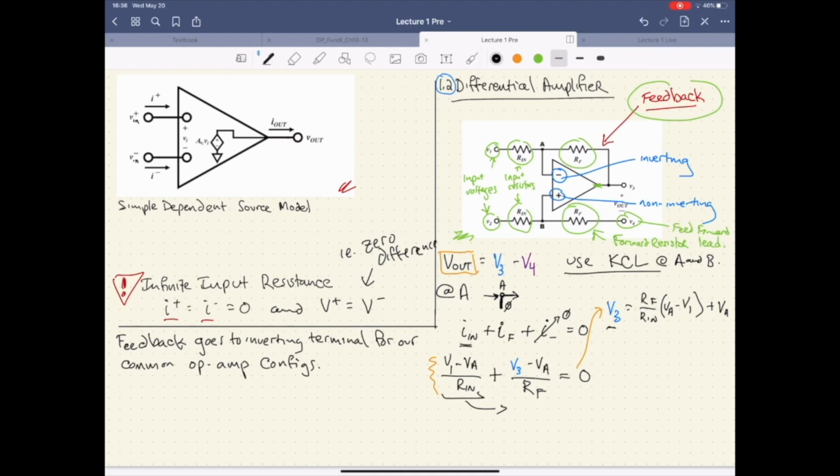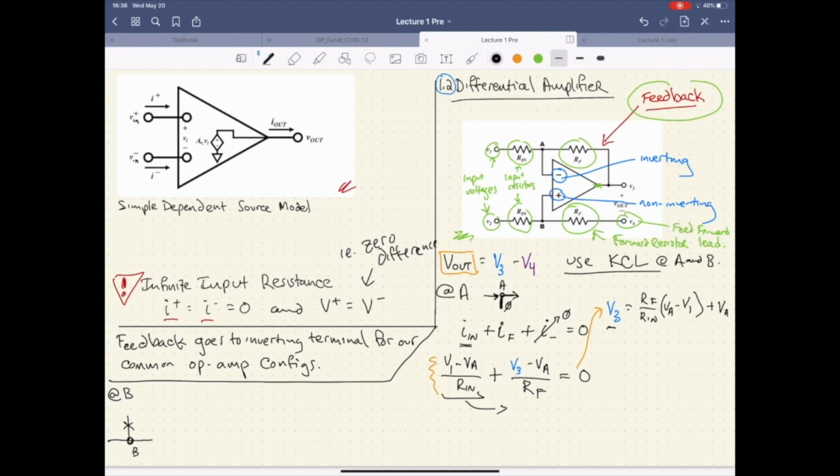Okay, so now we have V3 isolated. So what we need to solve for next is our V4. So similarly, let me just cut this off real quick so I got a little bit of extra space. Look at node B. And at node B, we have a similar situation. We have the voltage drop across Rn, but this time it's coming from V2. And this guy again is 0, by the way.